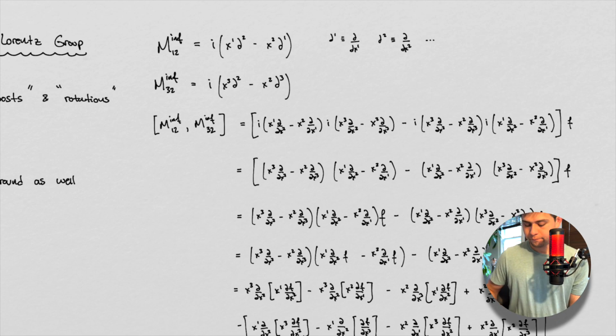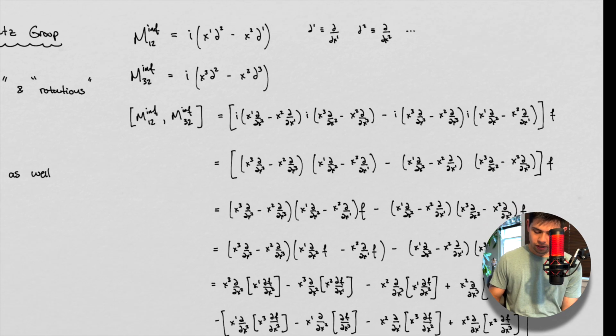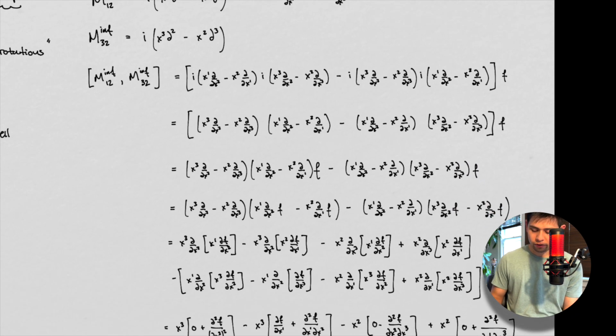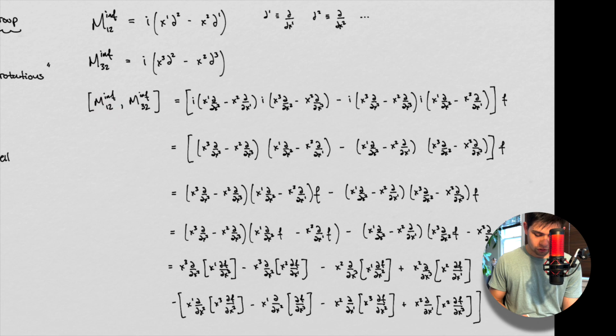All right, so let's go ahead and do this. We're going to go through this pretty quickly. You can pause wherever you want, but again, I like to keep my videos short. I don't like to drag things on for too long. This is why I have this all pre-written out as well. So M12 is this guy right here, and M32 is this guy right here, 3, 2, and 1, 2.